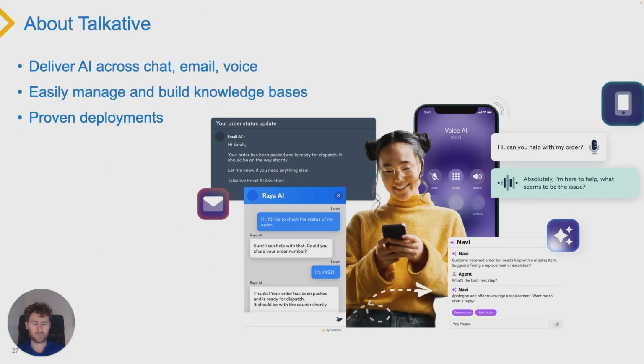Talkative is, as you might have guessed by now, an AI chatbot platform that really focuses on making it easy to manage and build knowledge bases and improve them over time, and then deploy that AI knowledge across chat, messaging, email, and voice. And we've learned a lot over the last number of years with deploying these LLM-based systems. We're continually trying to stay ahead in terms of new technology improvements that are coming out, but also understanding how to actually get the best out of these systems in practice.